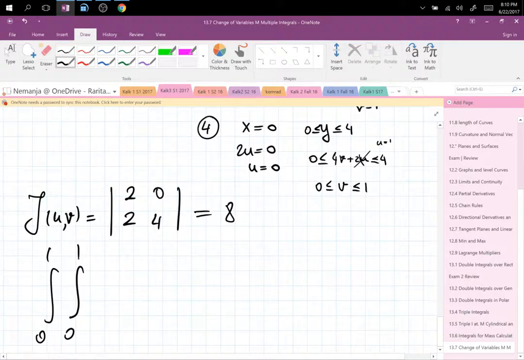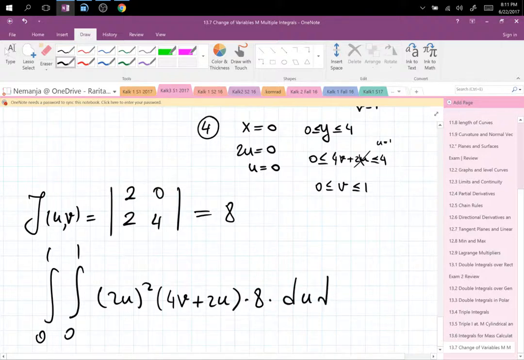Our functions have to be transformed from x's to u's and v's, which means that each x will be replaced by 2u. We have x squared, so that's 2u squared. And then we have y, 4v, plus 2u times 8. And then du, dv, or dv, du doesn't matter because it's a square, right? 0 to 1, 0 to 1.